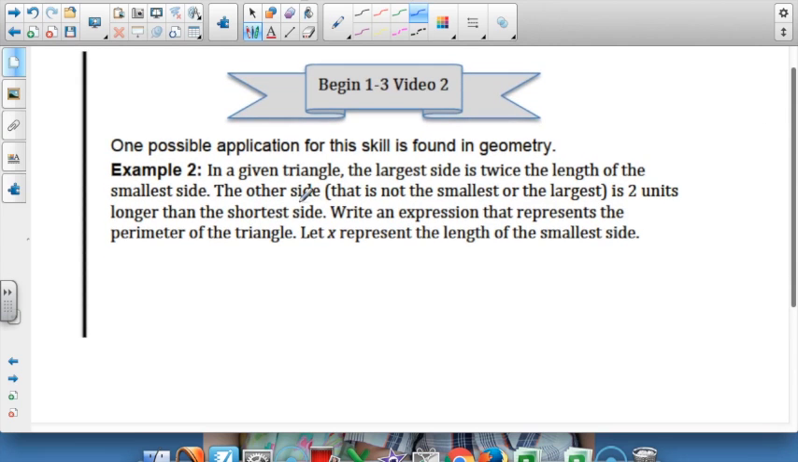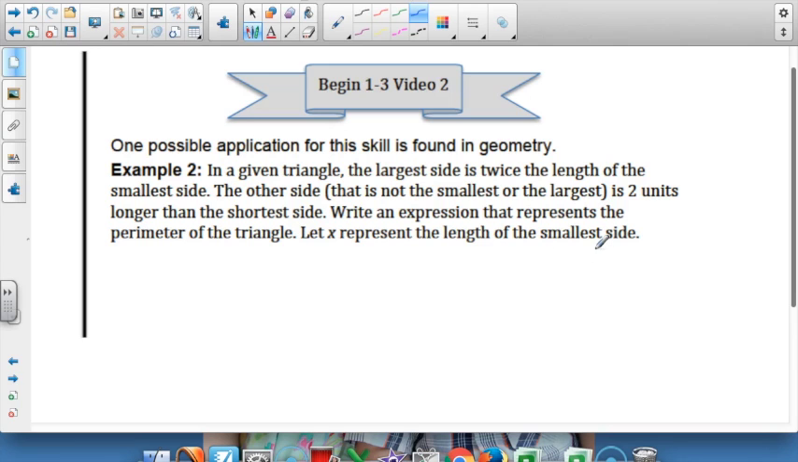Our example is, in a given triangle, the largest side is twice the length of the smallest side. The other side, that's not the smallest or the largest, we call that medium, I don't know why we didn't just say medium, is 2 units longer than the shortest side. Write an expression that represents the perimeter of the triangle. Let x represent the length of the smallest side.